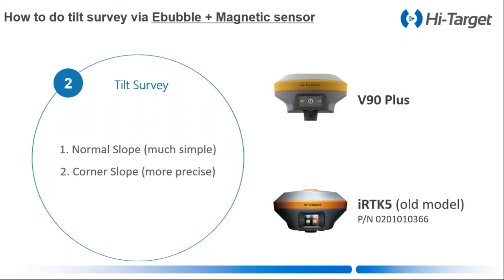After the calibration, tilt survey is ready to go. And tilt survey has two methods. The first one, normal slope, is very easy to operate. And the second one, corner slope, can give more precise coordinates, but the operation is a little complex.